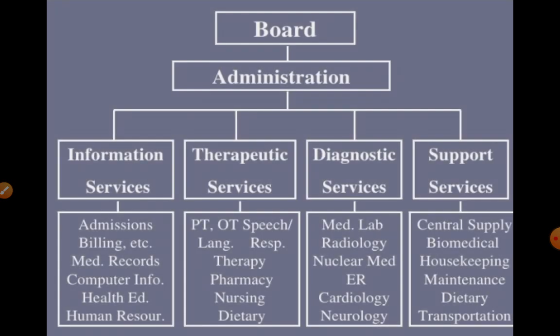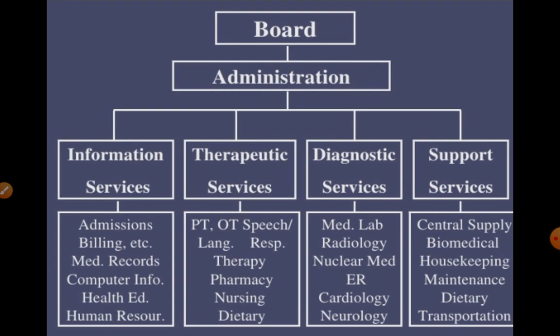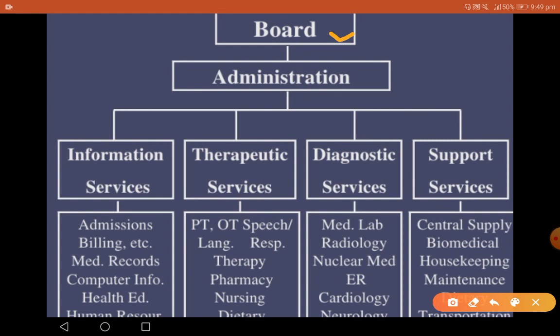Next, this is the organizational structure of a hospital. There should be a board. The board will mainly be the persons who have established that hospital, and it is from this board that official decisions are made. Then under that comes the administration department, which we will see in the next slide. After administration there should be informational services, therapeutic services, diagnostic services and supportive services. So this is the overall organizational structure.